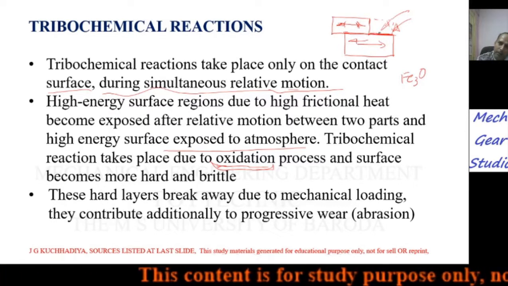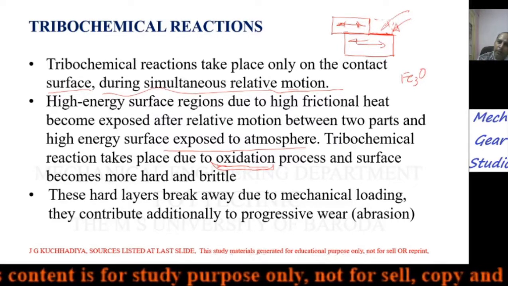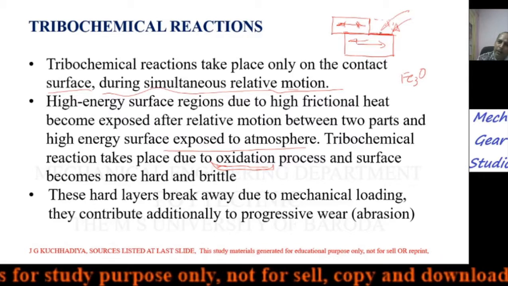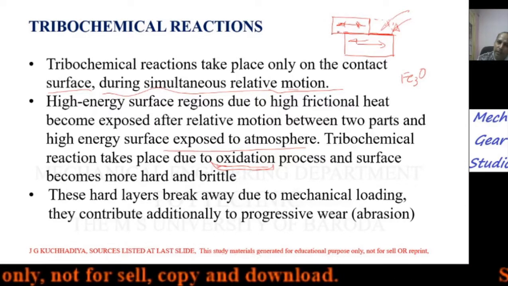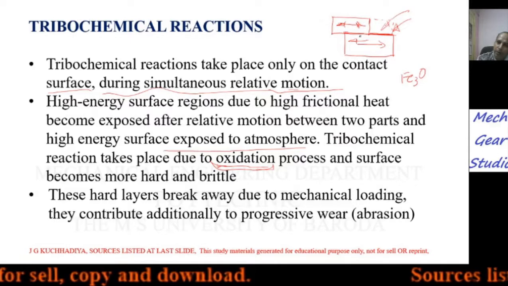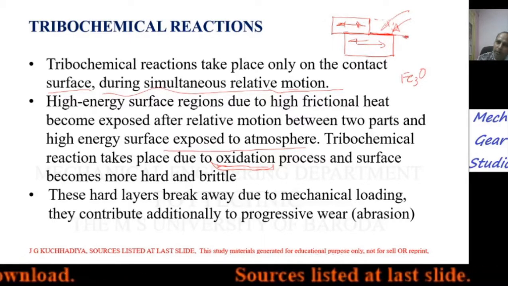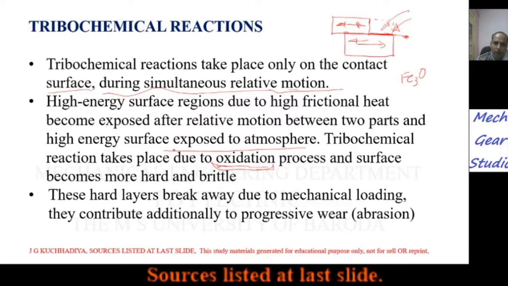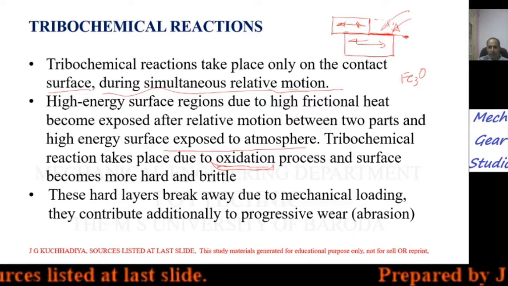What happens here? Brittle material will be scrapped because it does not have ductility or higher tensile strength. This is brittle material, so it is converted into powder form and scraped out to this side. This material is removed from this side. So here oxidation at higher temperature is a chemical reaction.